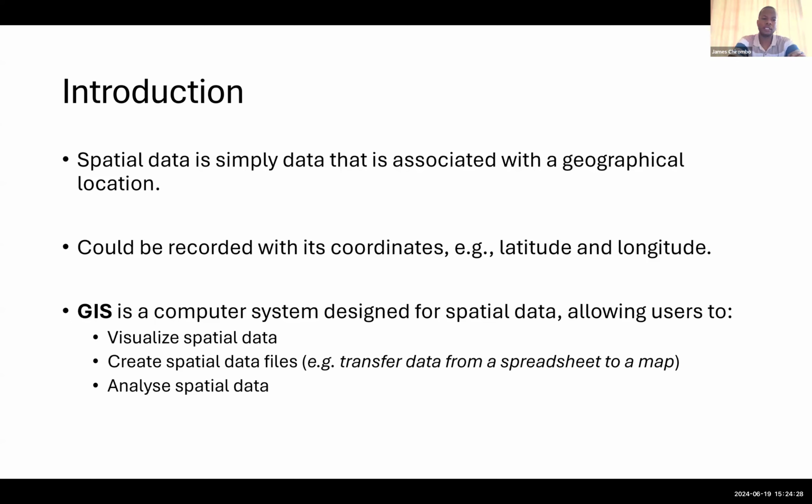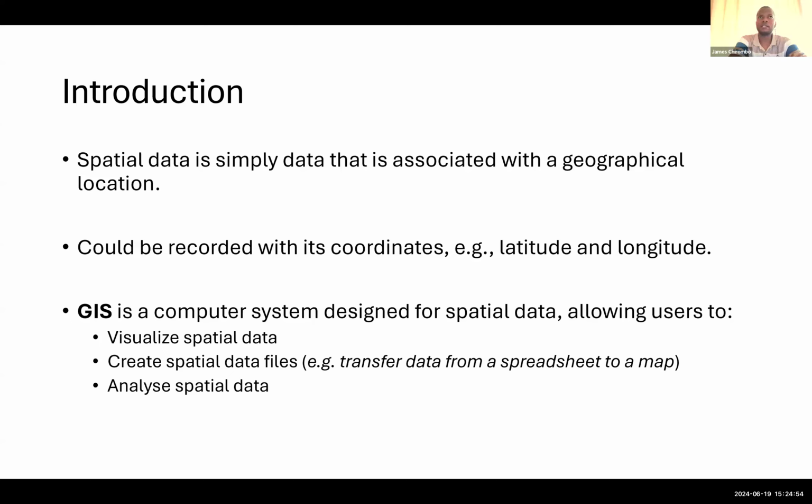So this is any data that is attached to a geographical location. And this could be through latitude and longitude. When you have a point, you can have a lat long for it, or an entire administrative region or district. So data that is attached to that district still qualifies as spatial data and can be visualized in a GIS.